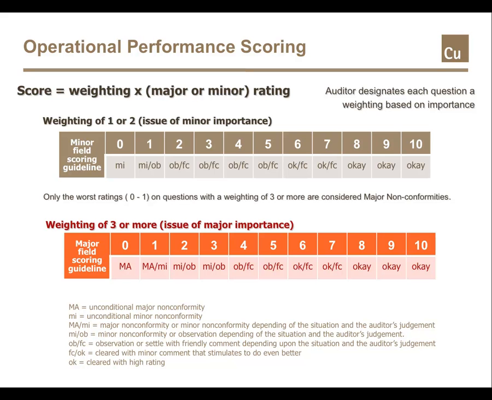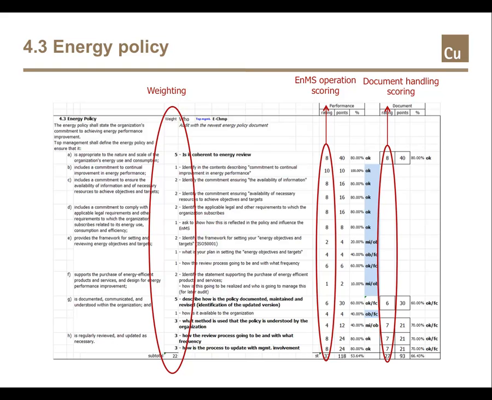Before this audit begins, a weighting for each question between 1 and 10 is agreed between the auditor and the groups to be audited, according to the importance of that answer to the outcome of the audit. If you look back at the 2 previous slides, with the scorecards for 4.2 Management Responsibility and 4.3 Energy Policy, you will see that each question has been given a weighting.